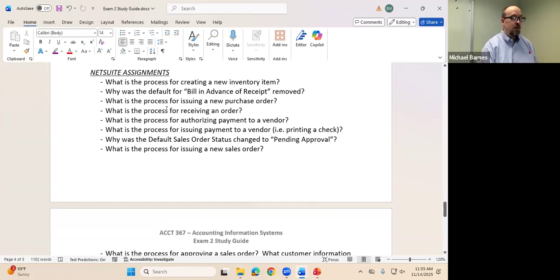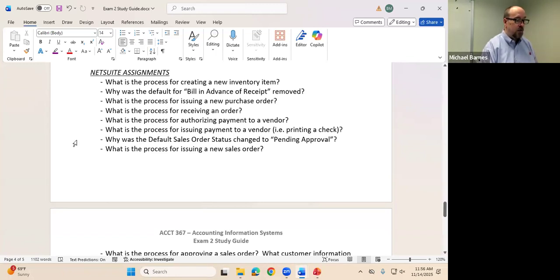Why was the default bill in advance of receipt removed? So remember, we went to account preferences and setup, and I said, let's go ahead and take a look at this. And then I said, is this checked? And it says, no. Why is it not checked? And why is it important that it's not checked? Does everybody remember that? I know this was before the first exam, but I've referred to it multiple times in the class. So if we had that box checked, it would basically say vendors could send invoices to us before they'd actually delivered any merchandise, which we don't want them doing. Okay, so that was the reason for that.